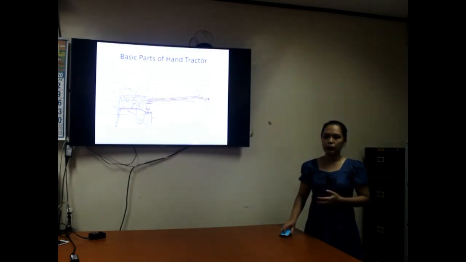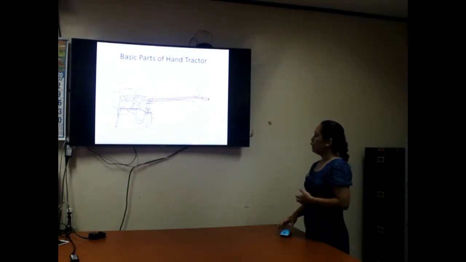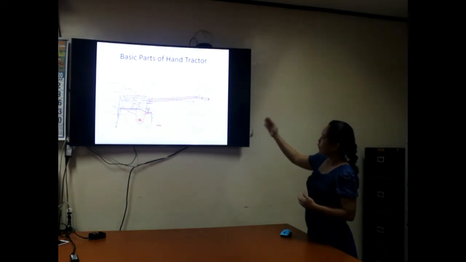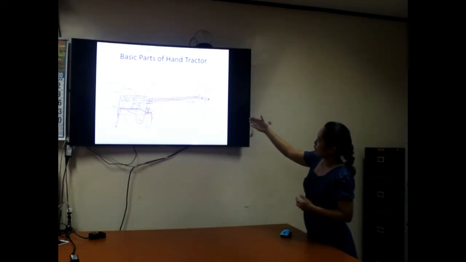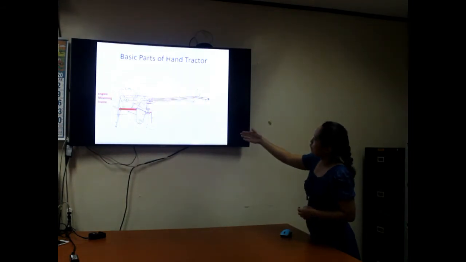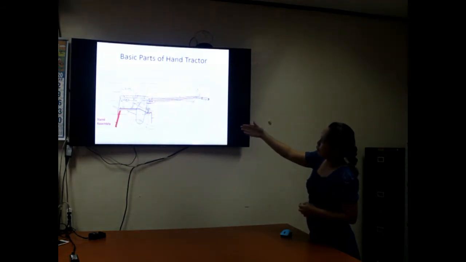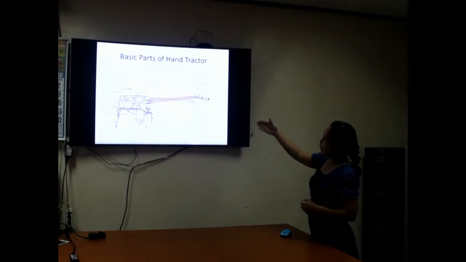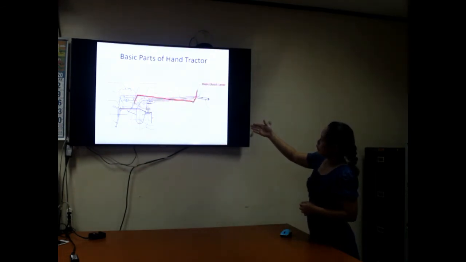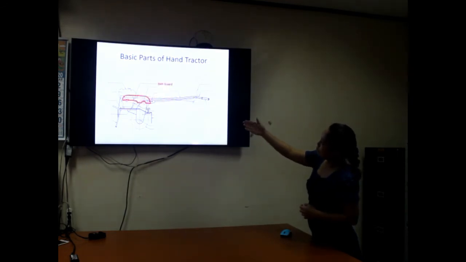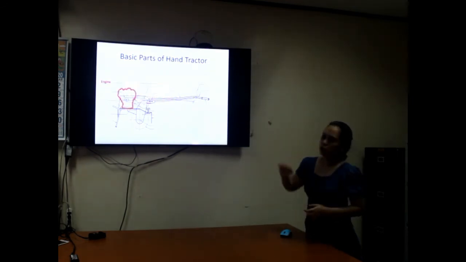For the basic parts of hand tractor, we have the cage wheel, the axle, the hitch assembly, the mudguard, the engine mounting frame, the stand assembly, the handlebar, the handlebar adjustment, the hand grip, the throttle lever, the main clutch lever, the idler pulley, the transmission assembly, we have the input shaft pulley, the engine pulley, the belt guard, and the engine.